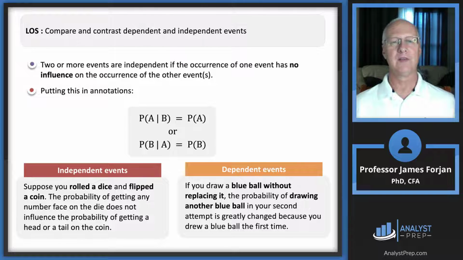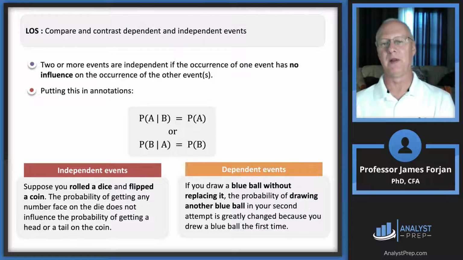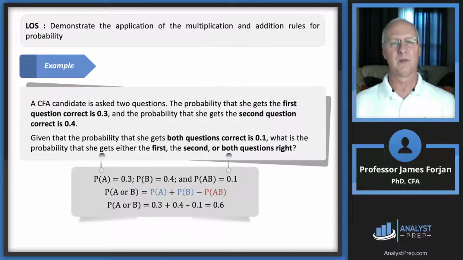Compare and contrast dependent and independent events. So these are exactly what you might think. Dependent events are those that depend on each other, and independent events are those that do not. So look at our dependent event example down there in the bottom right. We just did this. If you draw a blue ball without replacing it, the probability of drawing another blue ball changes, right?